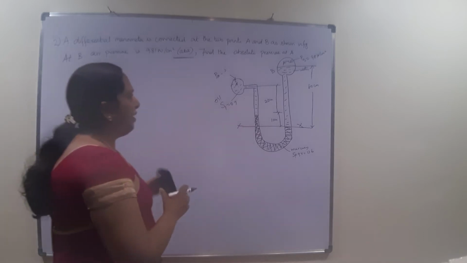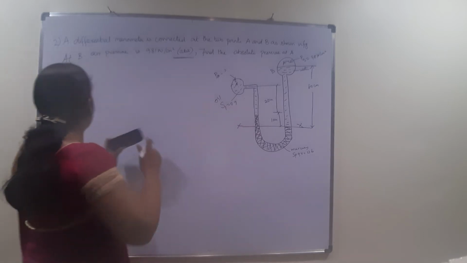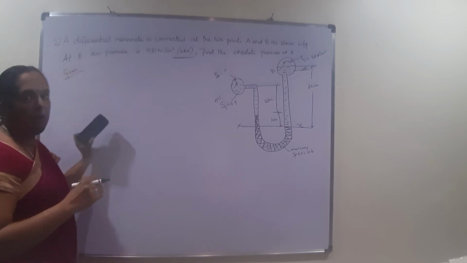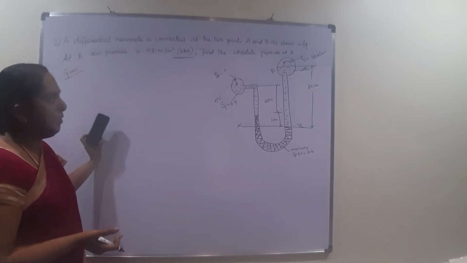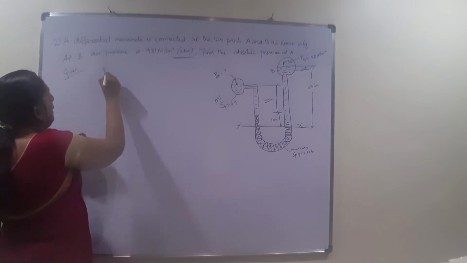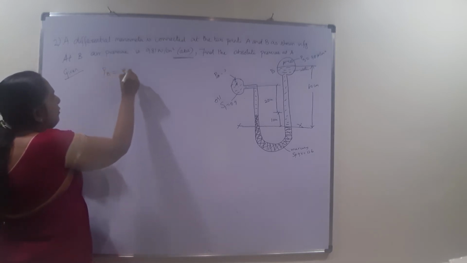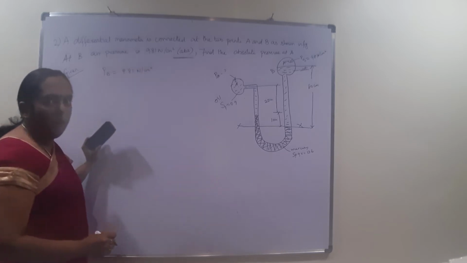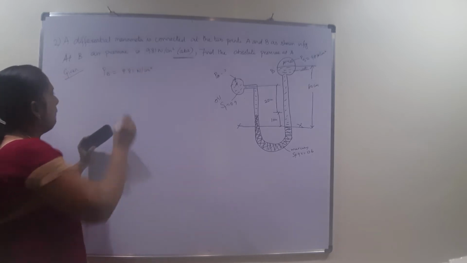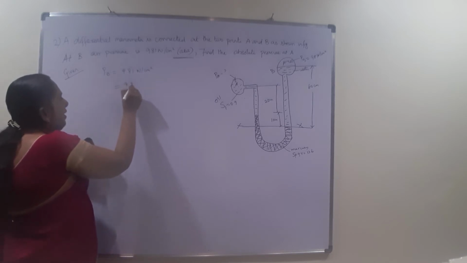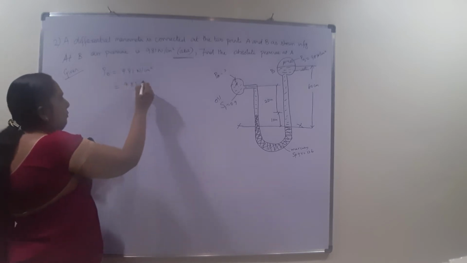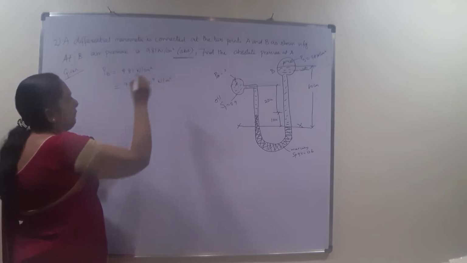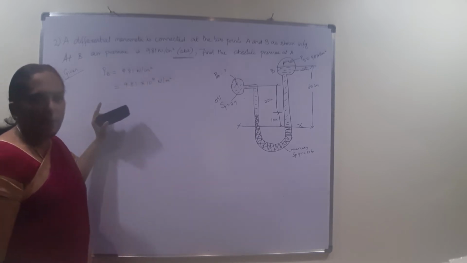The main thing is first you have to find out the given details, because we have to convert them into the appropriate units. They have given PB as 9.81 Newton per centimeter square, but what we want is Newton per meter square. Just now we have seen how to make the conversion, so it is 9.81 into 10 to the power of 4 Newton per meter square. So we know the pressure at B.